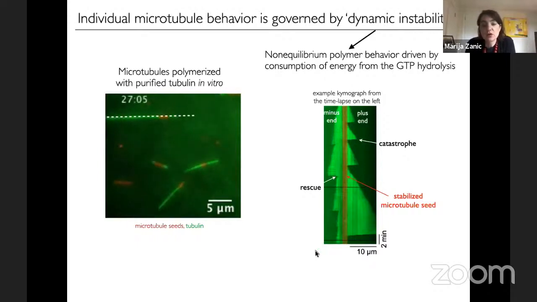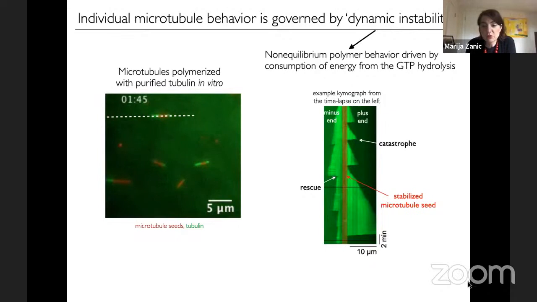What you will see is that each of these microtubules at each of its ends is switching through well-defined phases of growth and shrinkage through processes called catastrophe and rescue. This is a non-equilibrium polymer behavior, and it requires consumption of energy from GTP hydrolysis. What is remarkable about this behavior is that all of these individual microtubules are exposed to exactly the same environmental conditions. They all see the same tubulin concentration, yet at any given moment some of them are growing and the others are shrinking, and there's this stochastic switching behavior.